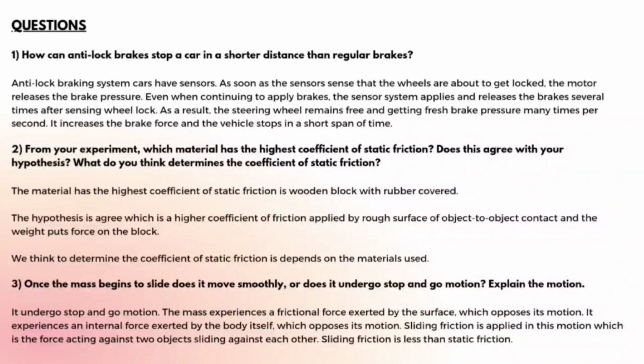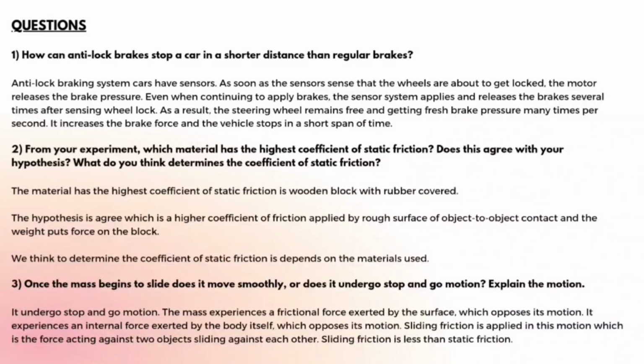Question 1. How can anti-lock brakes stop a car in a shorter distance than regular brakes? Anti-lock braking system cars have sensors. As soon as the sensor senses the wheels are about to get locked, the motor releases the brake pressure. Even when continuing to apply brakes, the sensor system applies and releases the brakes several times after sensing wheel lock. As a result, the steering wheel remains free, and the car is getting fresh brake pressure many times per second. It increases the brake force and the vehicle stops in a short span of time.